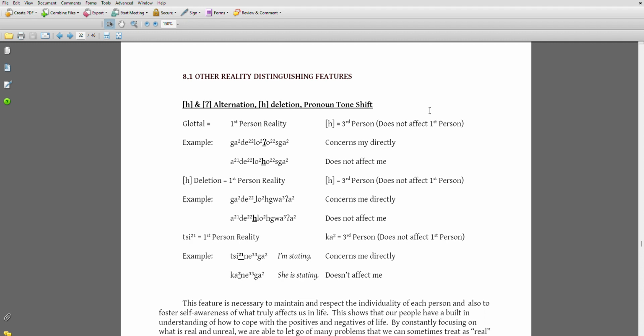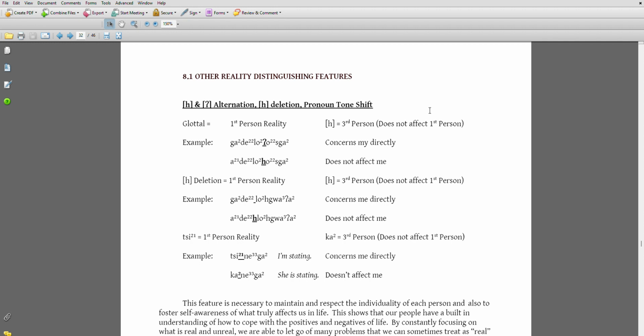Other reality distinguishing features: H and glottal alternation, H deletion, and pronoun tone shift. Keep in mind all 3 of these forms do the same thing. They separate the identities of the first and third person. So our first example is glottal, which means first person reality. H means third person, and it does not affect first person. So our example, Gadelaoska, concerns me directly because of the glottal stop. And Adelahoska does not affect me. So that H is saying third person over there.